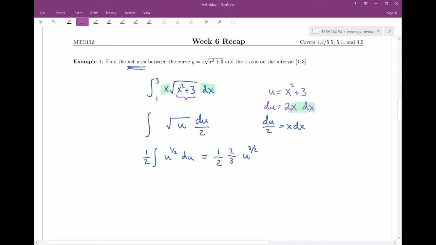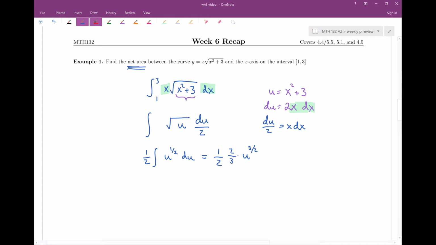And of course, this is supposed to be an antiderivative. So we can check, if you take the derivative of this, do you get back to where you started? Well, if you take the derivative, the 3/2 would come down, perfectly cancel out with the 2/3. I'd reduce my power by 1, so I'd go from 3/2 to 1/2. So yeah, this seems to be working out well.